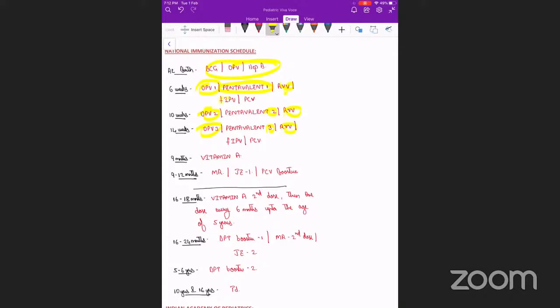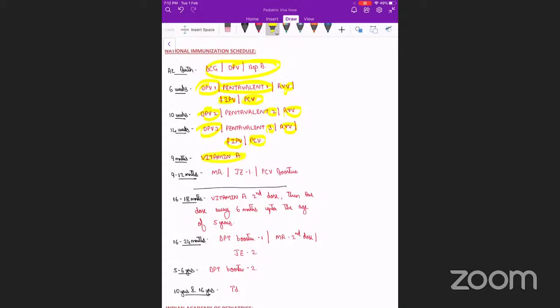Okay, 6 and 14 weeks, and pneumococcal vaccine, 6 and 14 weeks. This is the schedule. OPV 1, 2, 3, pentavalent 1, 2, 3, rotavirus 3, FIPV and pneumococcal vaccine, we just give 2 doses at 6 and 14 weeks. Fine. Next is at 9 months, we give vitamin A. After this, every 6 monthly, we give vitamin A up to 5 years.